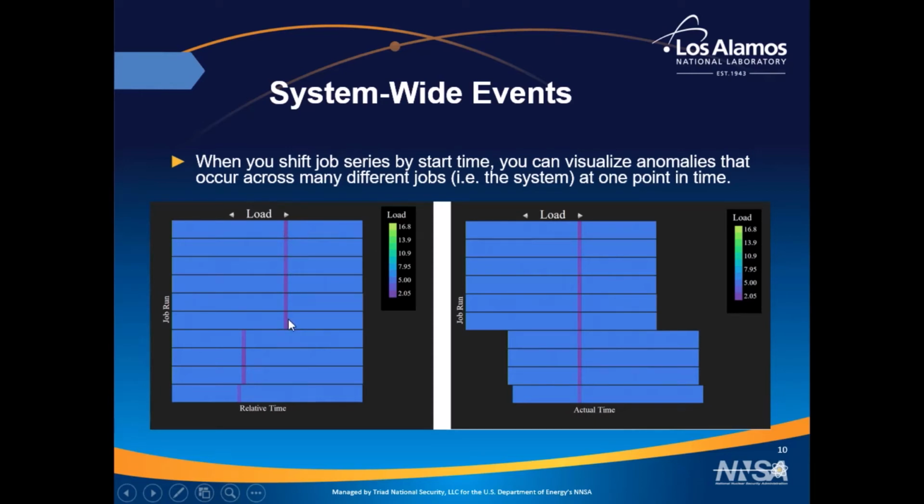But interestingly, that blip seemed to occur in different spots on different job runs, and we suspected that maybe this was just something happening at a particular point in time. So we decided to shift the jobs according to their start time, and it turned out that that blip suddenly lined up for every job. So that supports our hypothesis that maybe there's something occurring on the system at that time that was affecting all of the jobs.